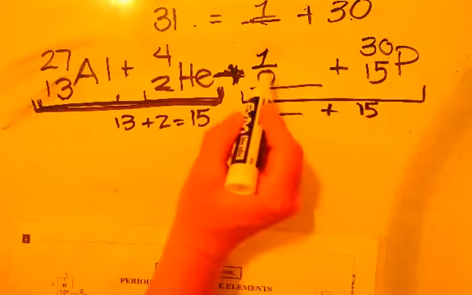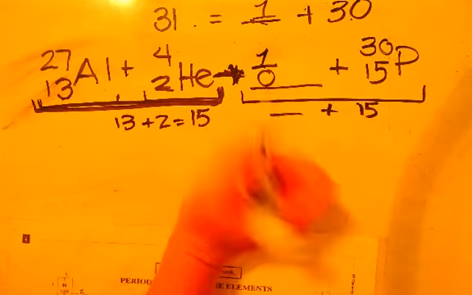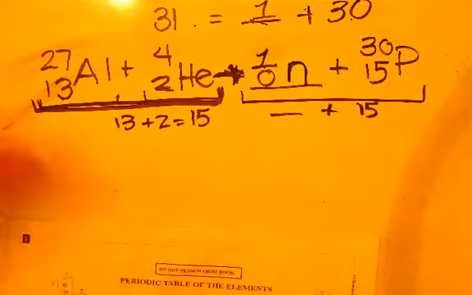1 is going to go right there. So what particle has a mass of 1 but no charge? And that would be a neutron.